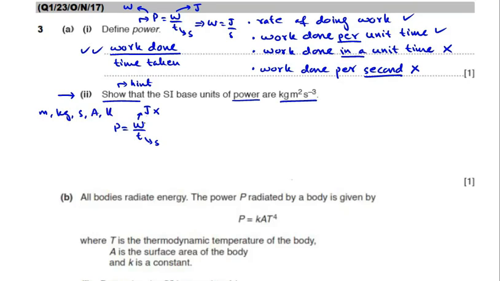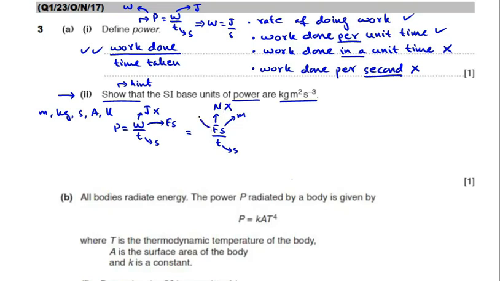So let's replace work by its expression, force times displacement, to obtain a new expression for power, which is F times S over T. SI unit of force is Newton, SI unit of displacement is meter, and SI unit of time is second. Students see, second and meter are SI base units, but Newton is not an SI base unit. So let's replace force by its expression now.